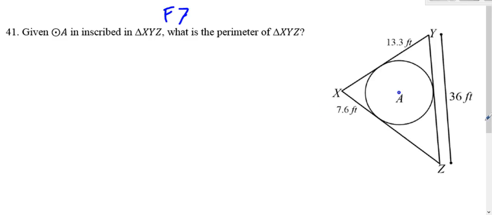Here we have a circle inscribed in a triangle, which means these are all tangent segments, and any 2 tangent segments to the same point are congruent. So if this side's 7.6, so is that. If this side's 13.3, so is this piece. Then a little subtraction to figure out the other part of this side is 22.7. 36 minus 13.3. And if that's 22.7, so is this. It asks for the perimeter, so you just add all that up.